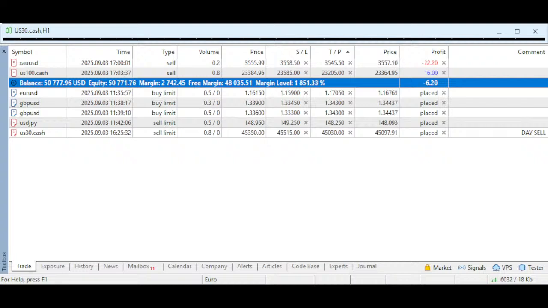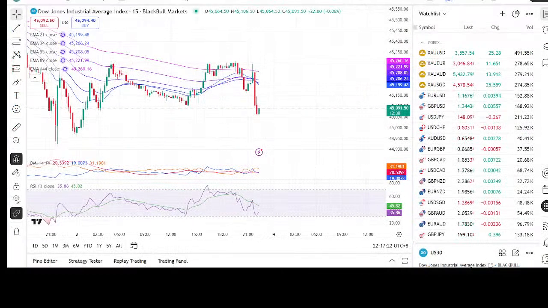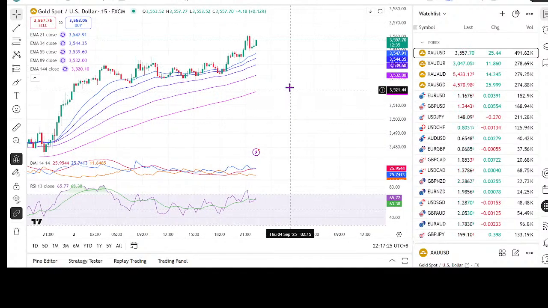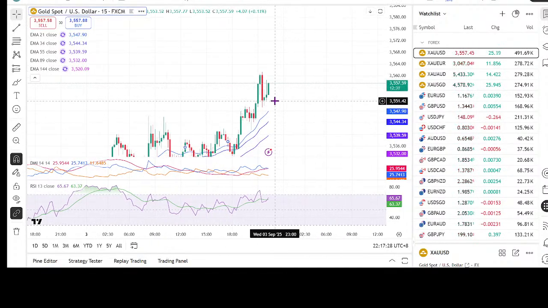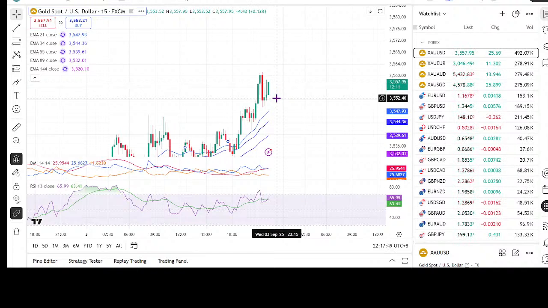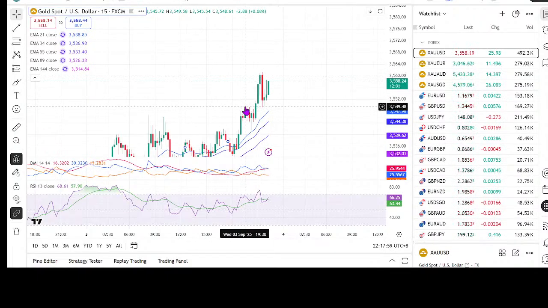The gold looks a bit choppy, so we are not seeing the price. See here, we are still seeing this choppiness, so most likely we may get stopped out. But since I've already taken profit on the euro, dollar yen, and the Dow, I think I can just see how it goes. So gold is not giving us the move we are expecting. It can be trading between 50 to, okay, I think the gold got stopped out.